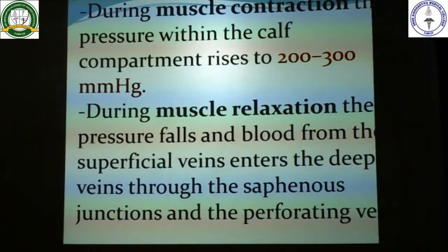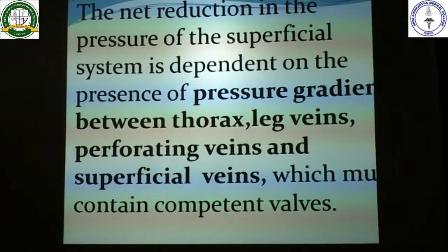junctions and perforating veins. So during muscle relaxation, the blood moves from the superficial to the deep system. So here, the net reduction in the pressure of the superficial system is dependent on the presence of the pressure gradient between the thorax, neck veins, perforating veins, and superficial veins, which first contain competent valves. So this is the net reduction in the superficial system. It combines all these factors.